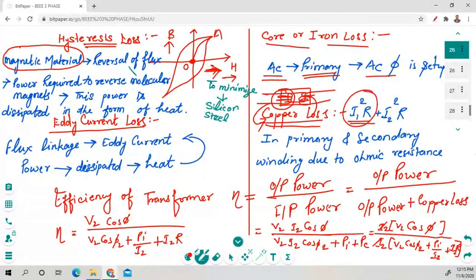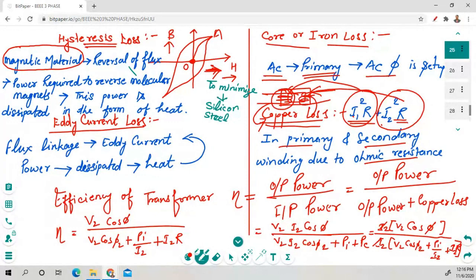On the primary side, you can calculate this loss using I1 square into R. Why are we using I1 square R? You can calculate this using the formula. So how is this power dissipated? I square R is the formula for the primary side. Whereas on the secondary side, you can use the I2 current and the resistance across this winding is R. In the primary and secondary winding, due to the ohmic resistance, this copper loss will be generated.